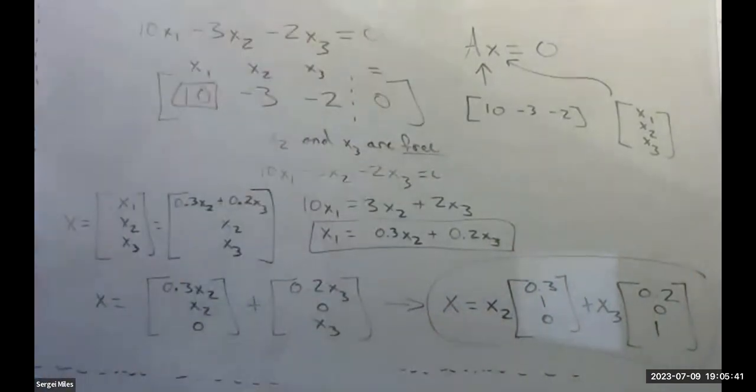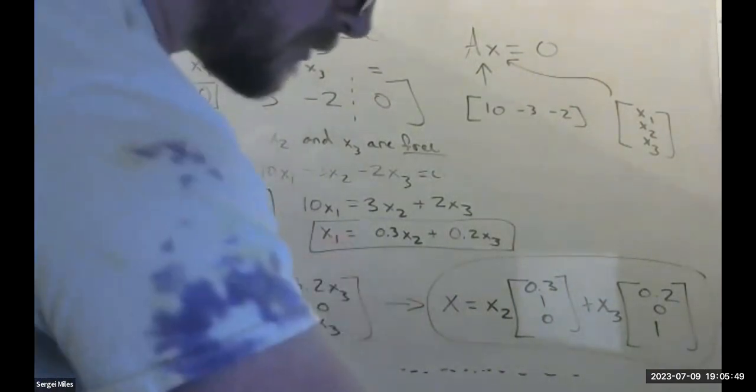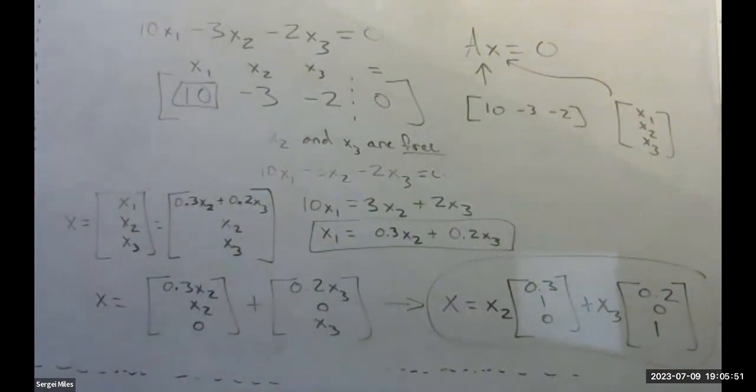Pick whatever favorite x2 you like. Pick whatever favorite x3 you like. Multiply these column vectors by your favorite x2, x3. Add them together, and you're going to get a new column vector, and that's going to tell you what x1, x2, x3 has to be for a solution.